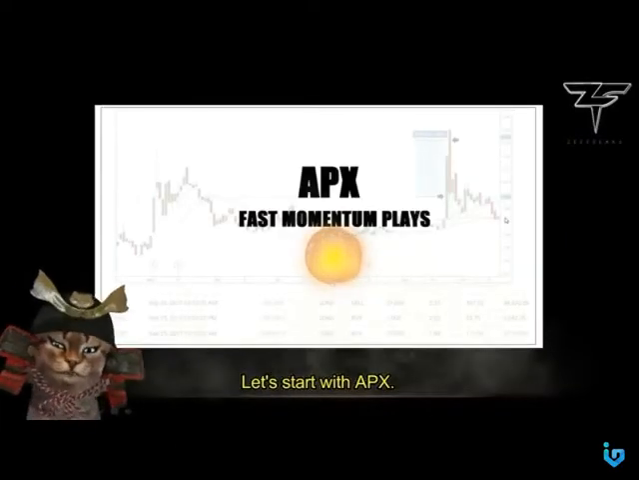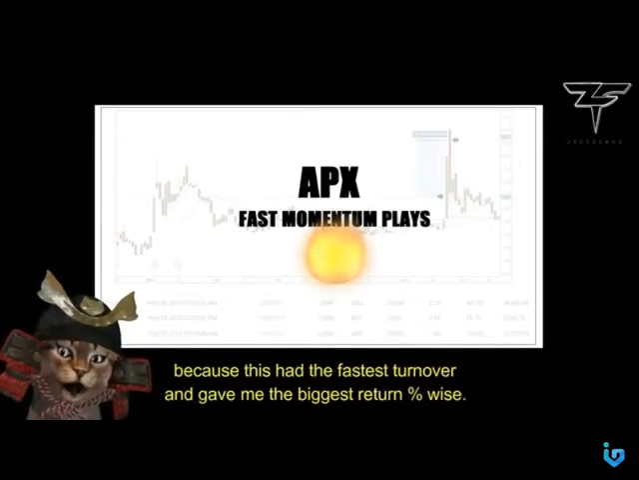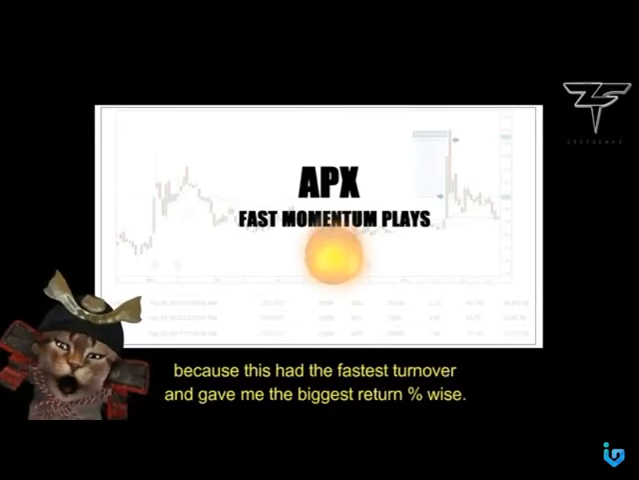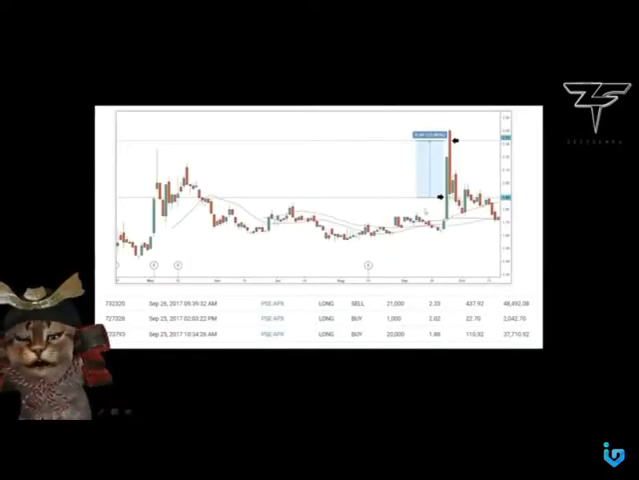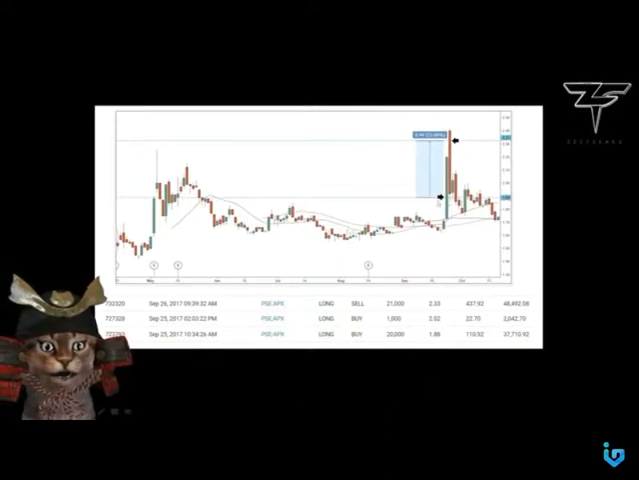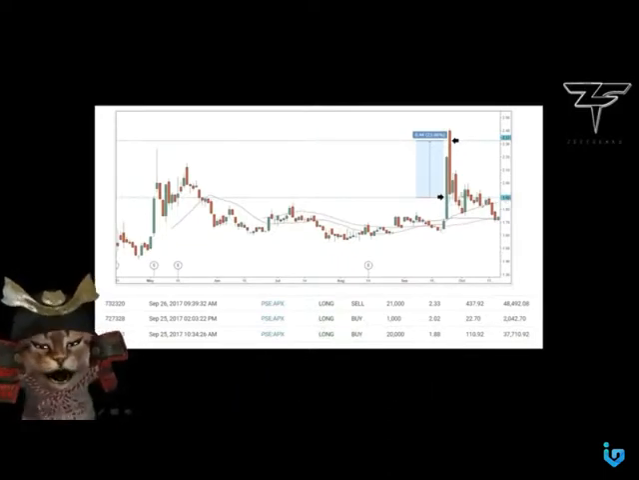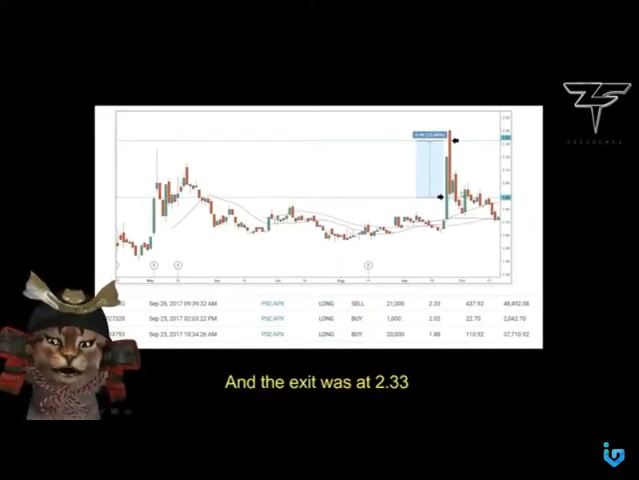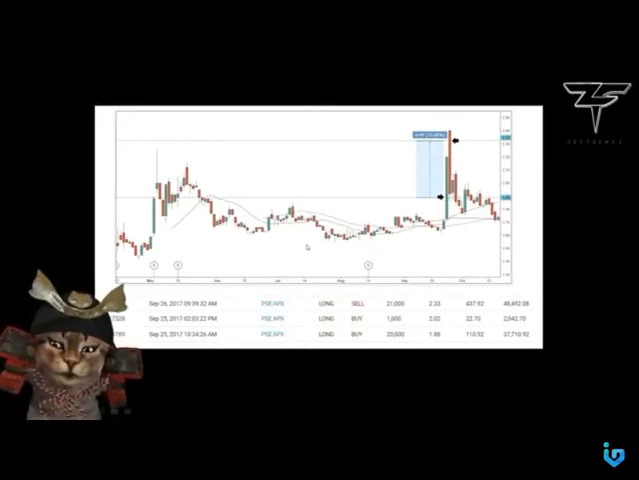Let's start with APX. This one is a notable trade because this had the fastest turnover and gave me the biggest return percent-wise. So here's the overview. Bulk of the entry was at 1.88. Hindi po 1.89. Nandito po yung record natin. And the exit was at 2.33. Don't worry, isa-isahin natin to.